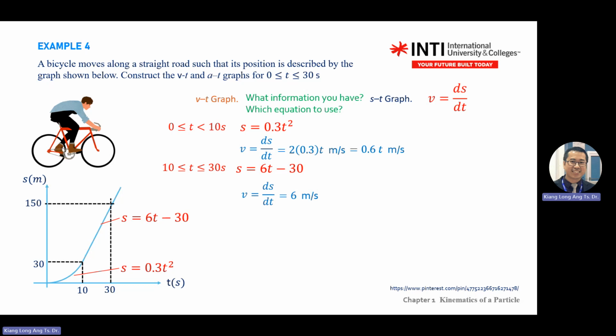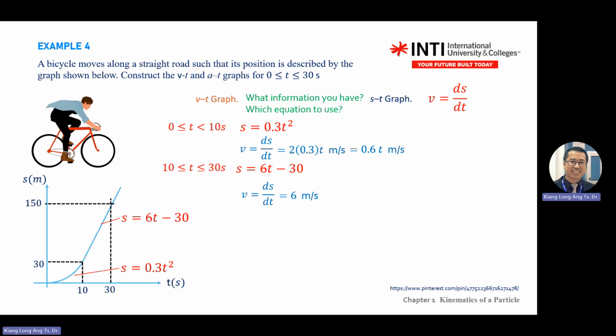Some of you don't know how to do this. A few semesters ago, there was one student who didn't know how to do it. He would draw something like this and then write 6 here. This is wrong. It's a straight line. You must draw a straight line that meets the number 6 here, then write v equal to 6 meter per second. This is the line equation. Okay, you get the idea.